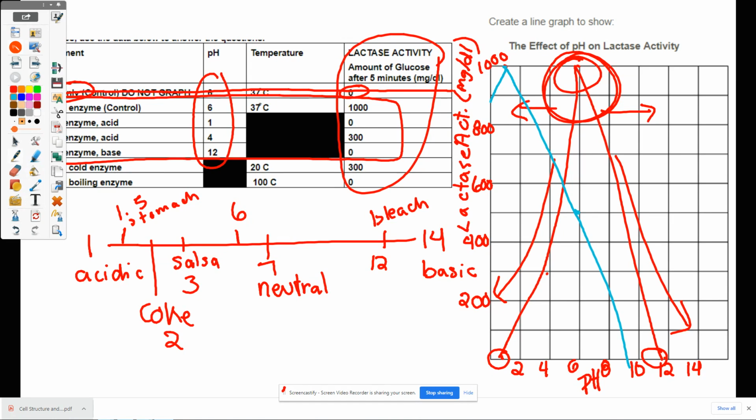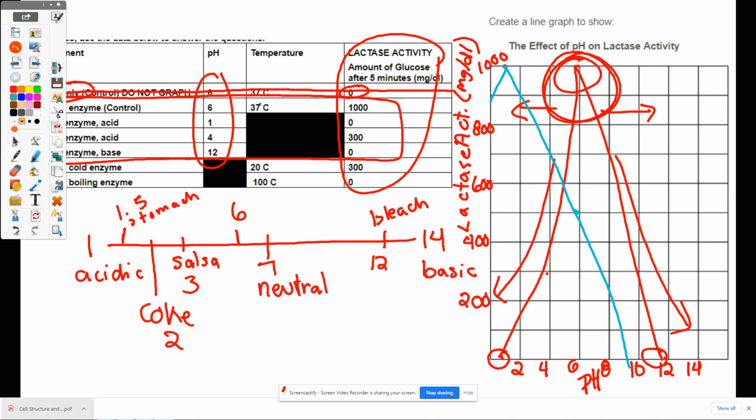The point being, enzymes have a very specific pH, and the pH that they work in is the pH that they are designed to work in, the environment where we find that enzyme. So enzymes in the stomach work better in a range that's more acidic. Enzymes in our blood work better at a more neutral range. So every enzyme has a very specific pH range in which they work, and outside of that range, they denature and they no longer function. That is how we would answer question 10.